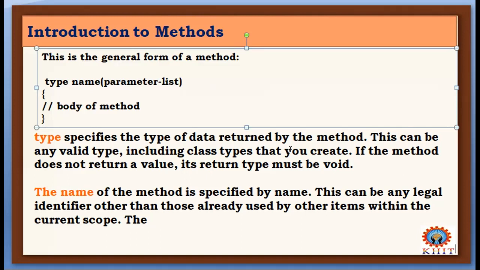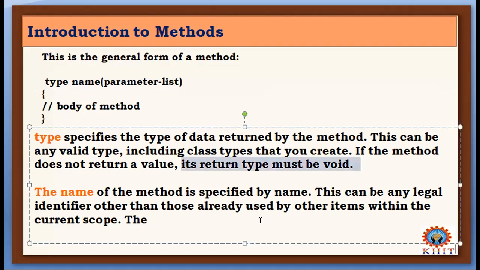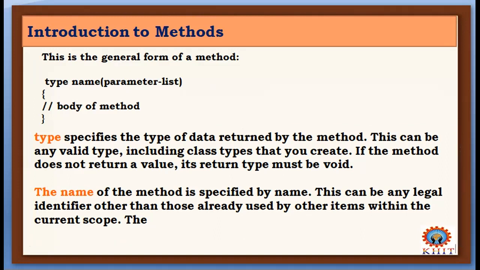So this can be any value type, including class type that you create. If the method does not return any value, it is void. That's what I told you. The next thing is name. The name of the method is specified by the name. So name is nothing but any legal identifier other than those already used by other items within the current scope. You can write any name for the method, but you follow the rules for the identifier. That's what you need to keep in mind.